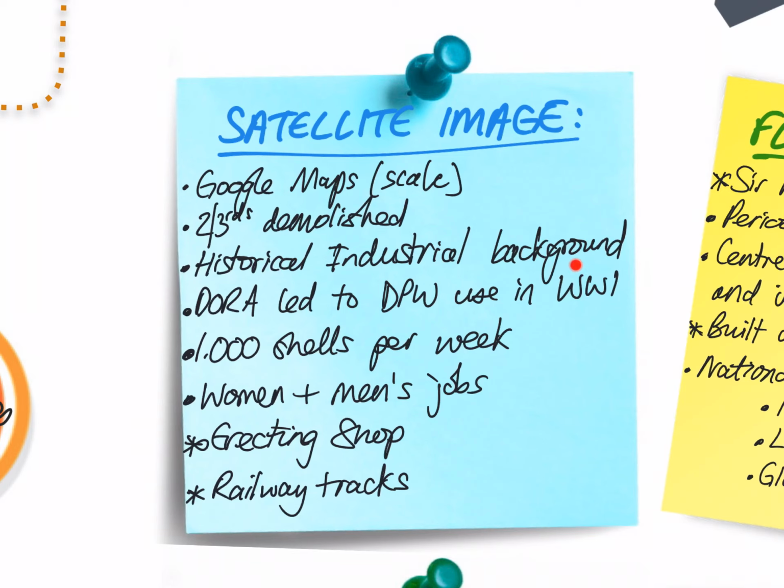I mentioned the historical industrial background, might mention that it was built in 1853 and how successful it was during this period. However, it was the defence of the rail map that led to the Doncaster Plant Works' use in World War One. I'd mention 1,000 shells per week. I'd highlight that women took over men's jobs because they had to fight during the war, and I would actually highlight that most of this was done in the erecting shop.